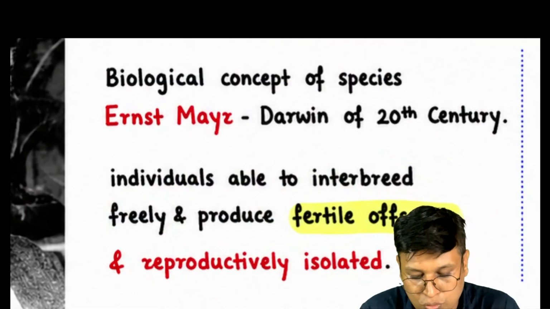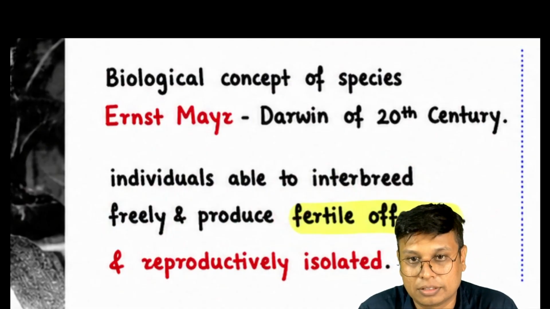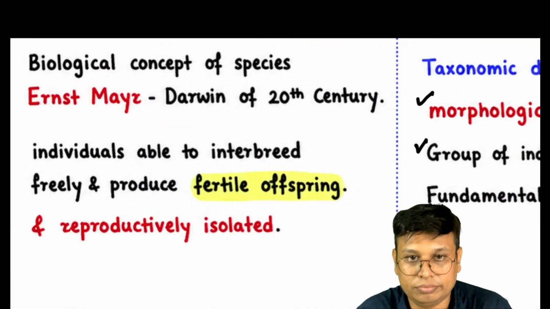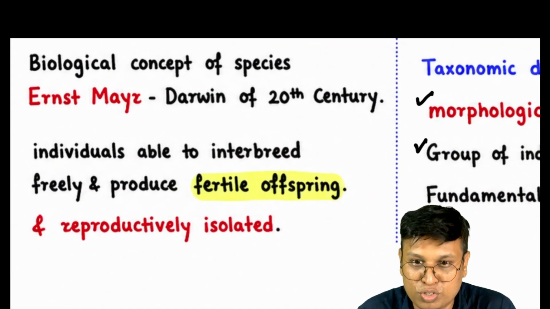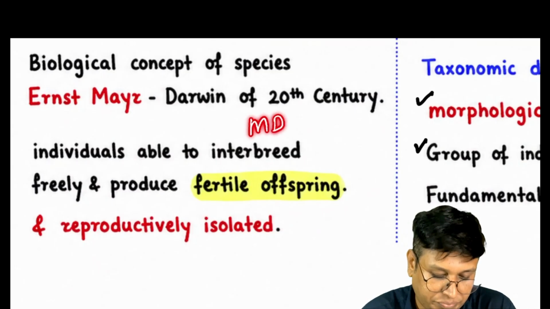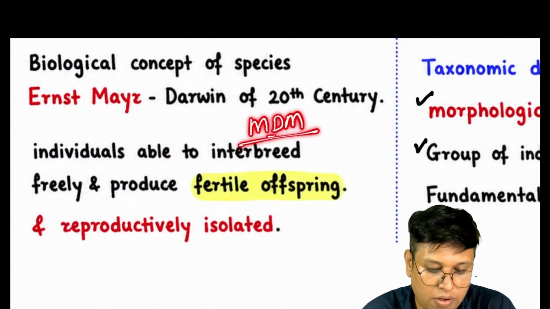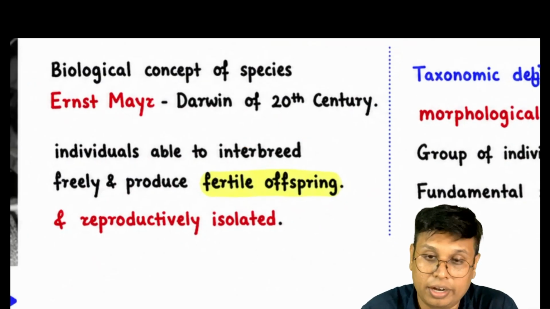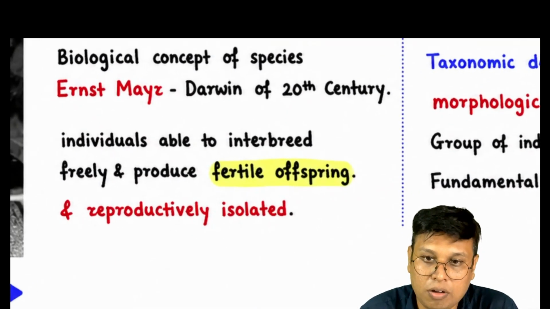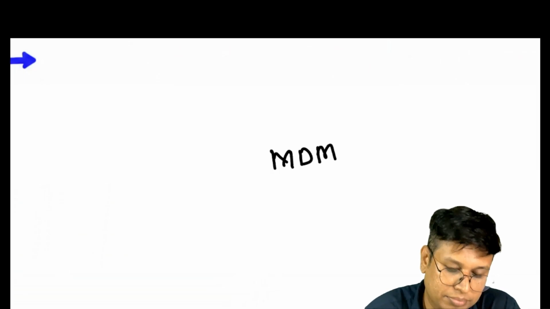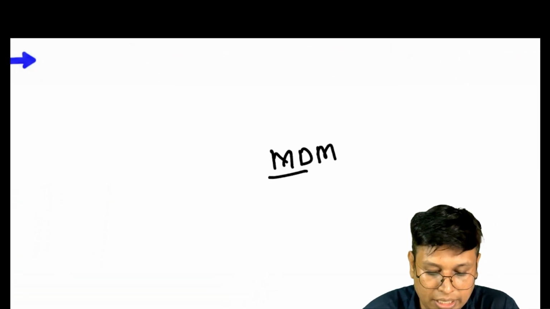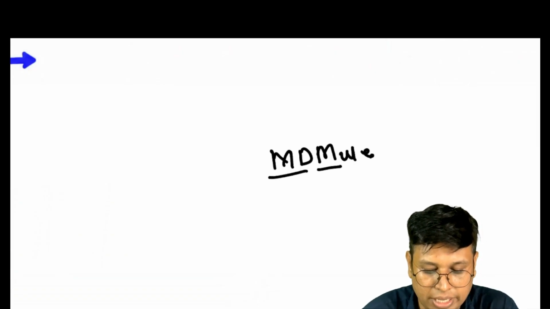So one of the most important criteria is fertile offspring. Generally, mules are produced from a male donkey and a female horse, MDM. You can remember that like this: MDM. Male donkey, mule, and female horse.